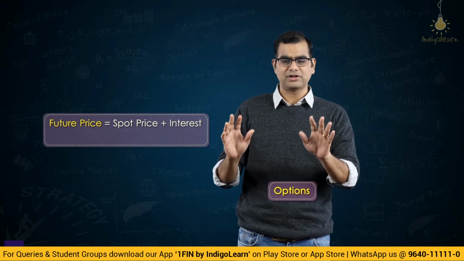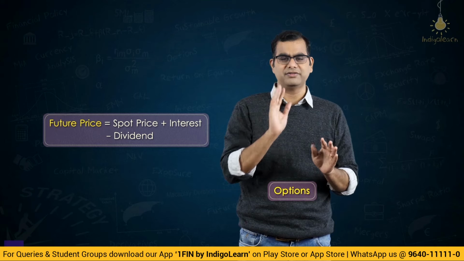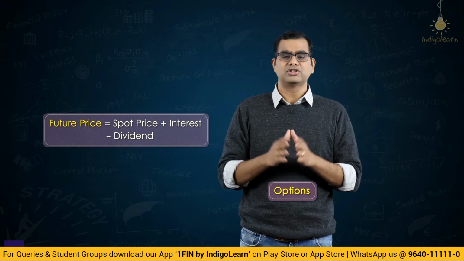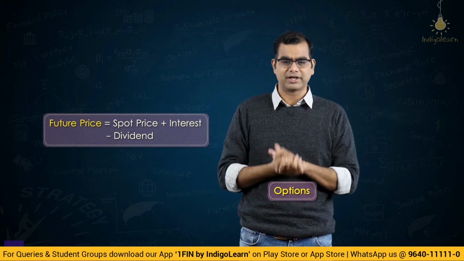Okay, what did we discuss? Future or forward prices: spot plus interest. If there is any dividend, then spot plus interest minus dividend. A very, very simple computation for futures. In the same way, option prices also have a very simple working when you approach it logically.